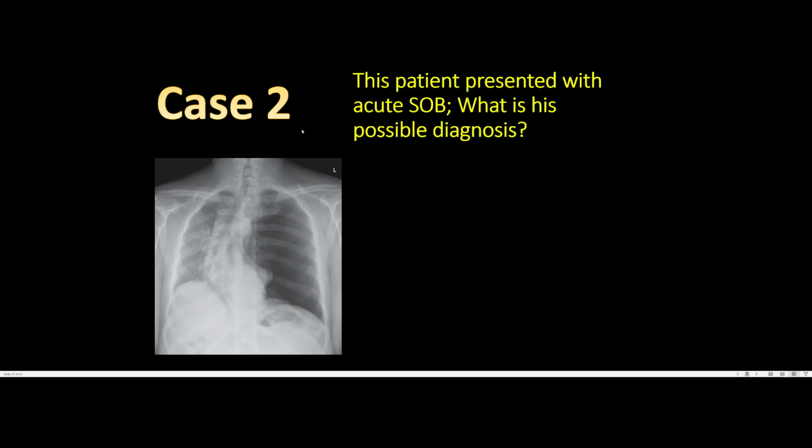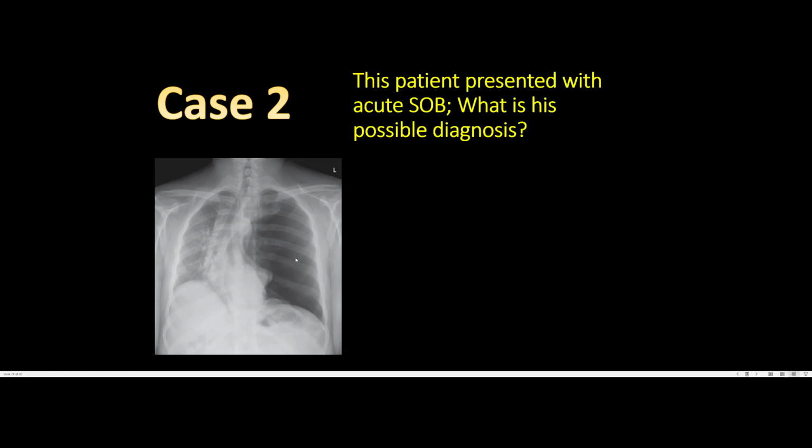In case number 2, we have a patient presented with acute shortness of breath. So what's the possible diagnosis? So here we have a case of a chest X-ray, could be a PA or AP view. But what's notable in this finding is that you can see in the left lung field, it is hyperinflated. It is hyperinflated and it's consisting purely of air.